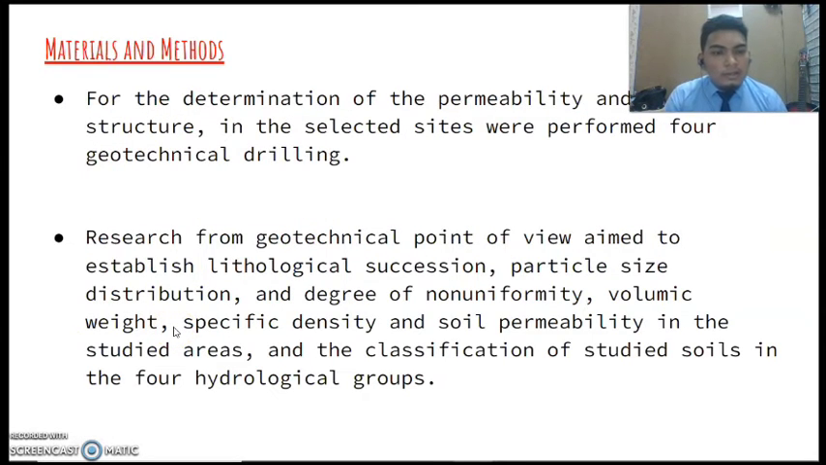Then for the materials and method that the researcher used in this case study, for the determination of the permeability and soil structure in the selected sites, 4 geotechnical drillings were performed. The research from the geotechnical point of view aims to establish lithological succession, particle size distribution, degree of uniformity, volumic weight, specific density, and soil permeability in the study areas, and the classification of the studied soil in the 4 hydrological groups.